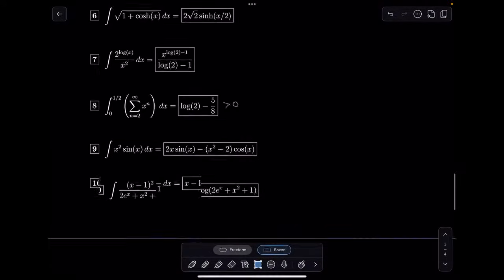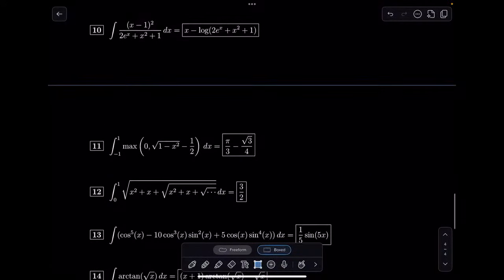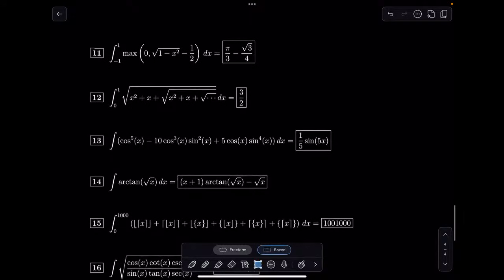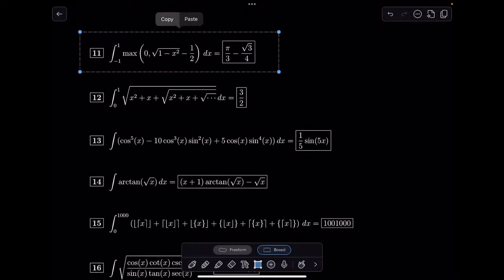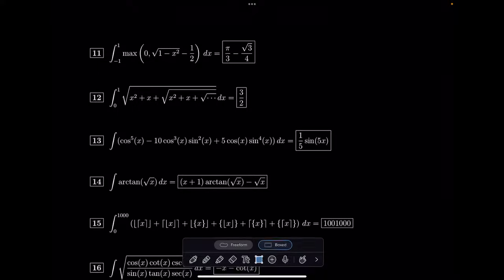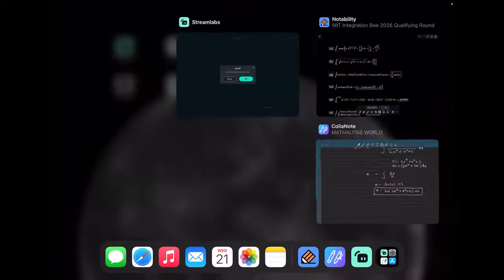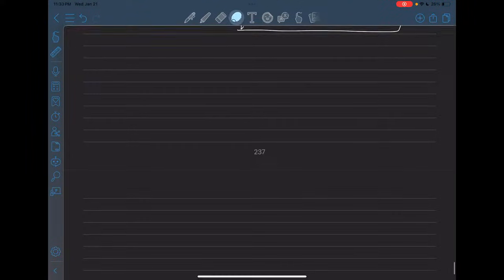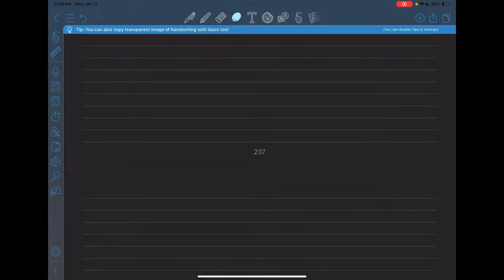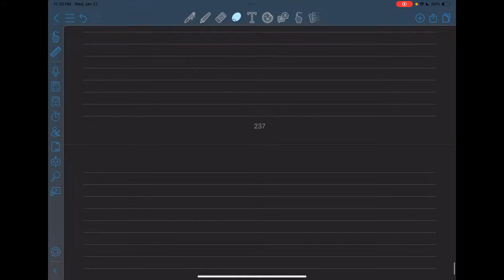So we have made it to the half, and we are on the 11th problem now. This problem seems to be really interesting. We have a max function, and I think if we plot it, that will be helpful. Usually if there's a max function, I try to plot it.